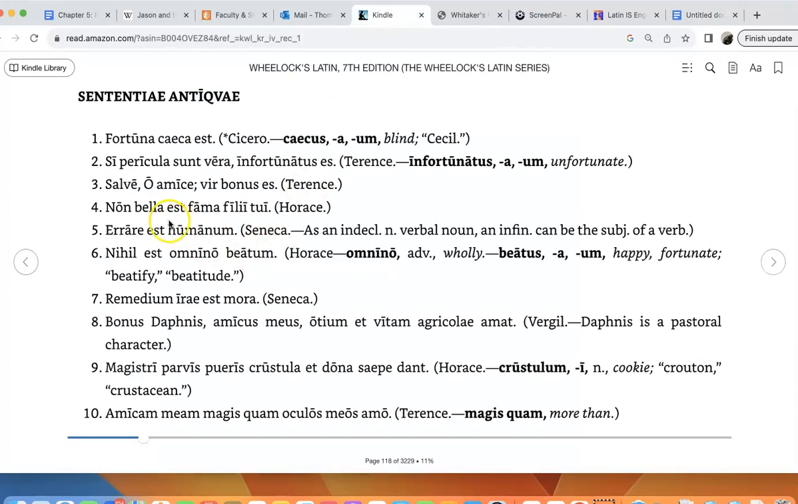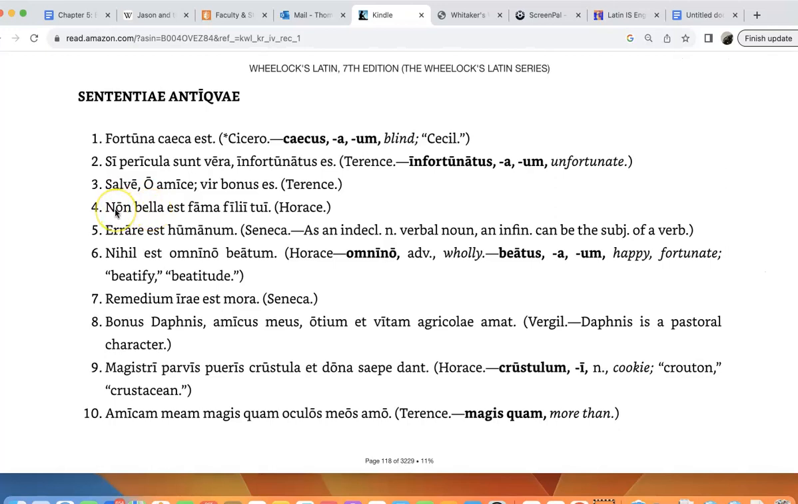So let's go back to this here. So try to explain this here. So literally we have not, not excellent is reputation of son your. Or pleasant. So not pleasant is reputation of your son. But then we got to put it in a way that makes sense in English.